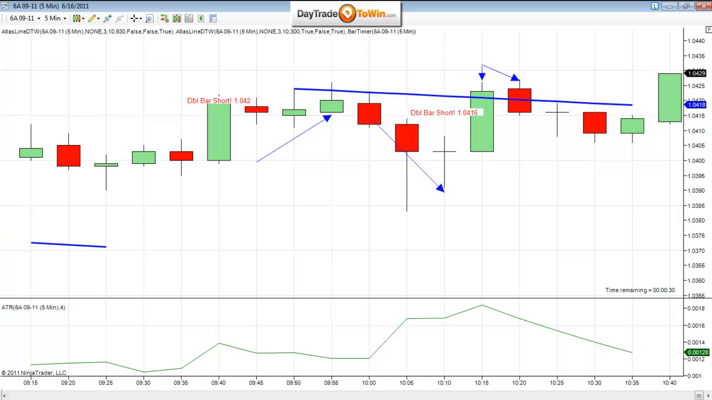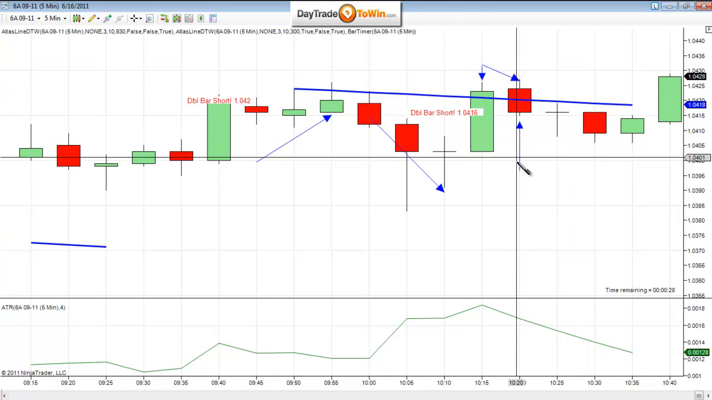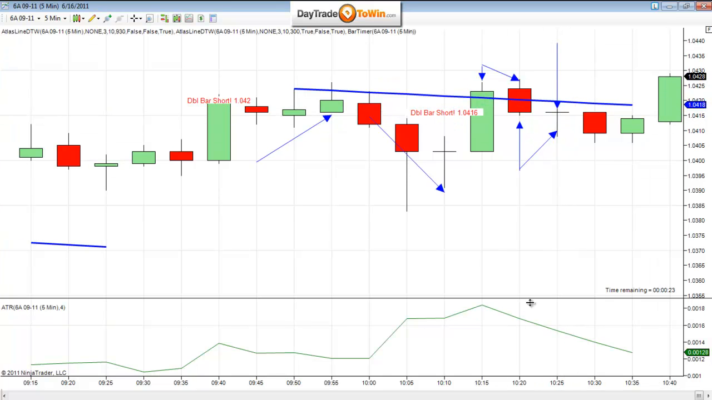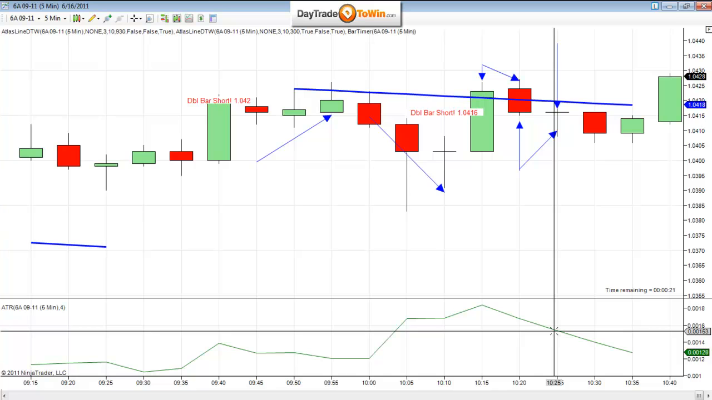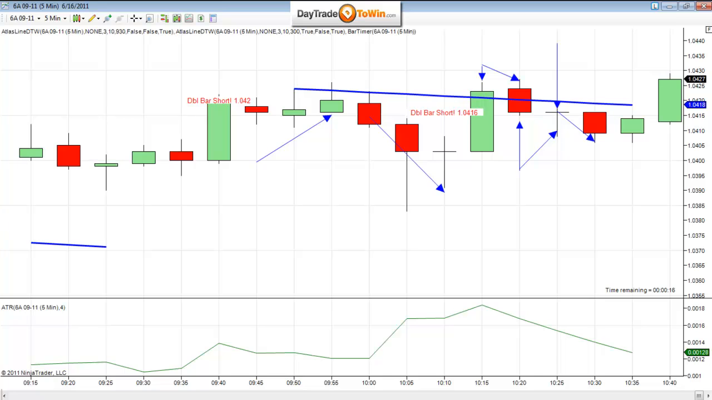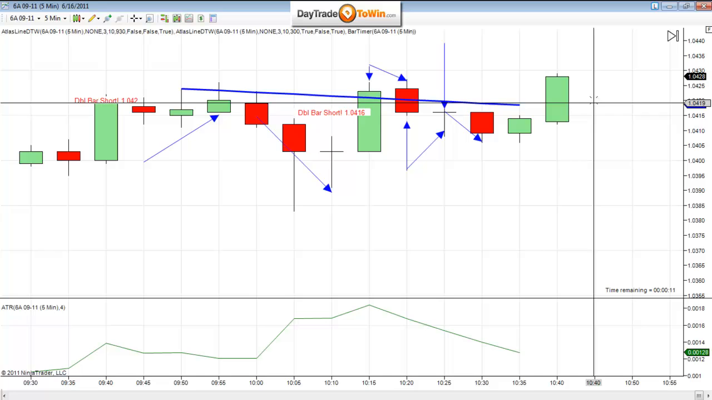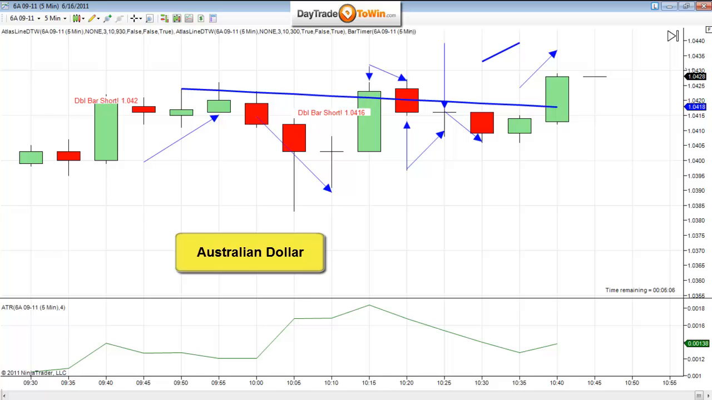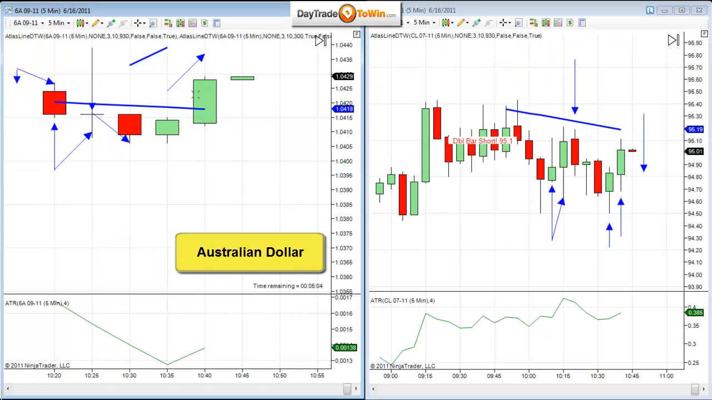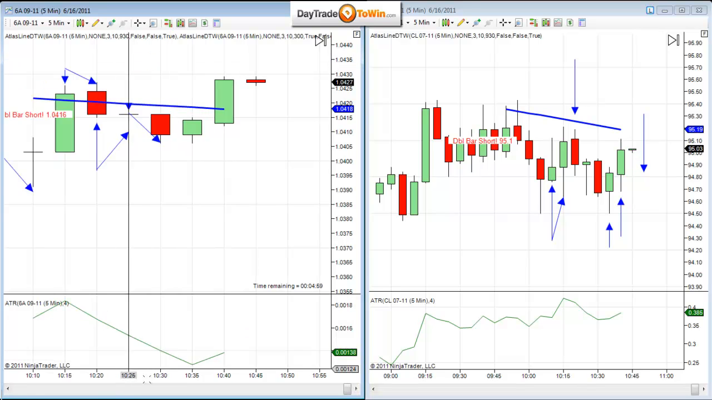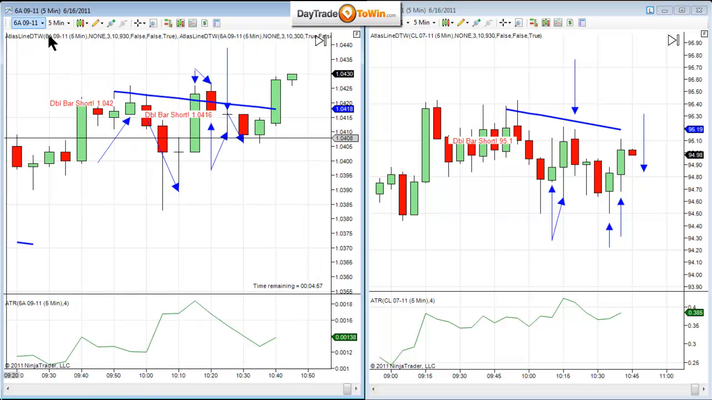On the other hand, 1, 2 consecutive candles closing below. I'm short. I look down. The profit target is about 15 ticks. That's what I want. Now, if we have 2 consecutive candles closing above, I'm long. And that's how we maintain clarity when looking at trading the markets. All right. That's Australian dollar.